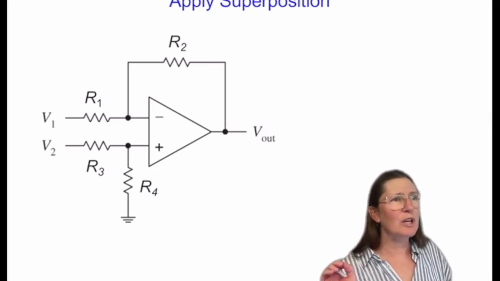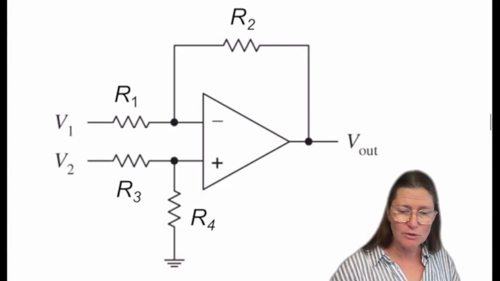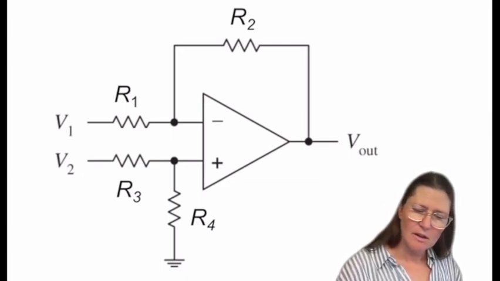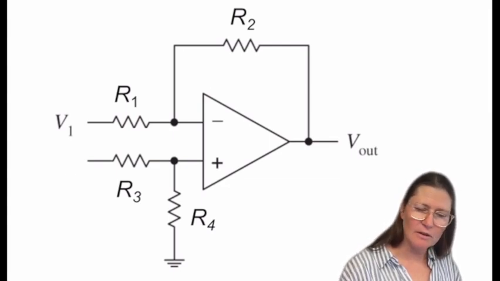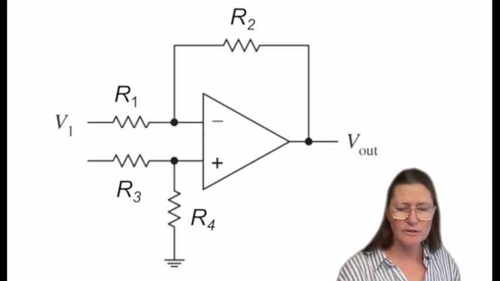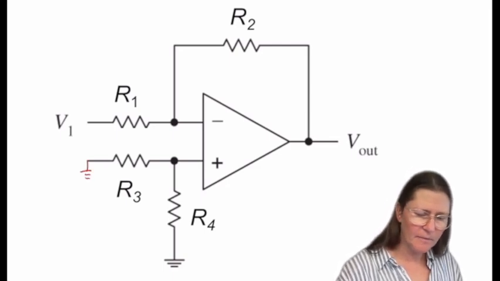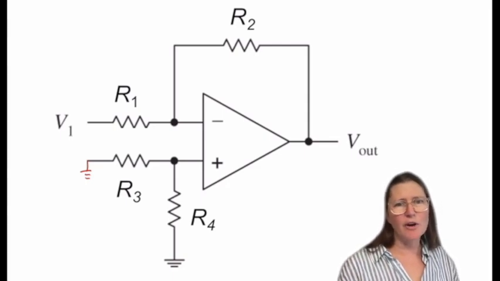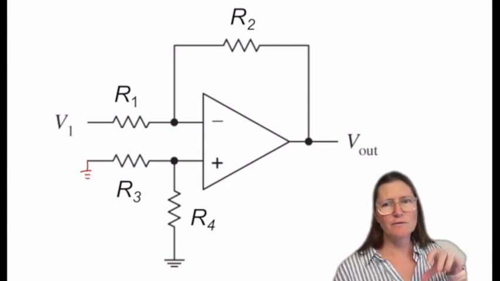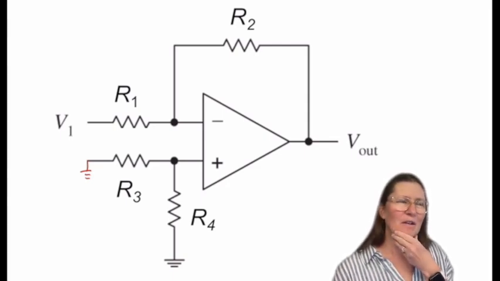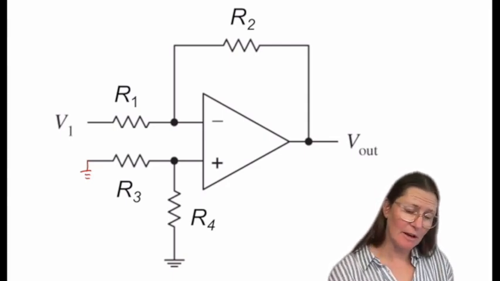So we can use superposition here. If I do use superposition, I'm going to ground V2, or put V2 to 0, which means in this case it's going to go to ground because it's a voltage. So say I do this. What is my value if I have R3 going to ground, R4 going to ground? It's going to be 0 volts here, right?